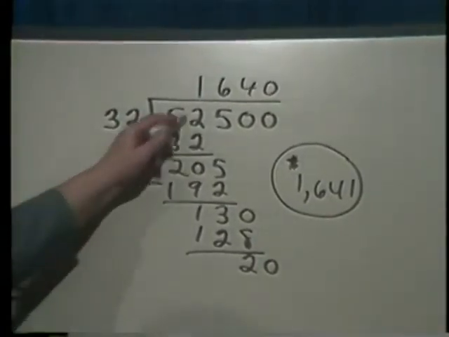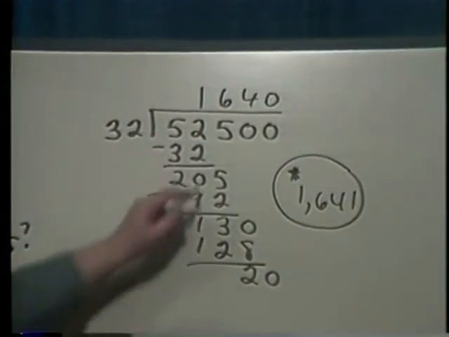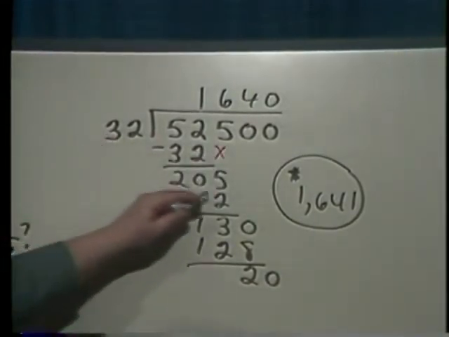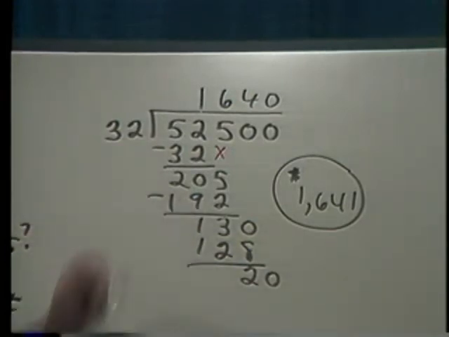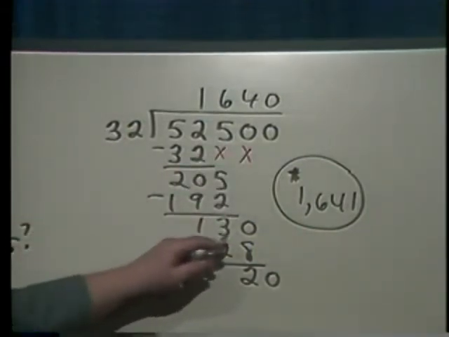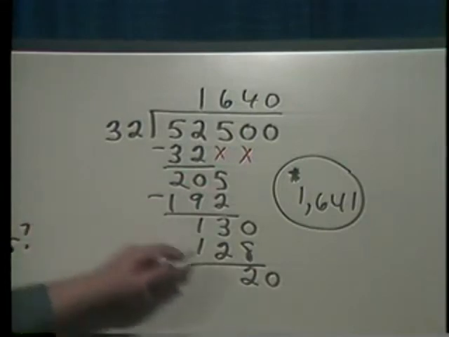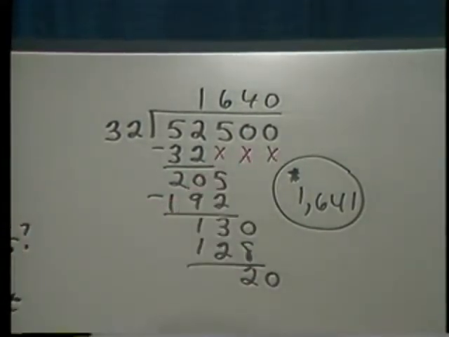Let's do it. 32 goes into 52 once. 32, subtract that from 52 is 20. Bring down the 5. 32 goes into 205 6 times. 6 times 32 is 192. Subtract 192 from 205, that's 13. Bring down the 0. 32 goes into 130 4 times. 4 times 32 is 128. Subtract gives you a 2. Bring down the 0. So the answer is 1640.